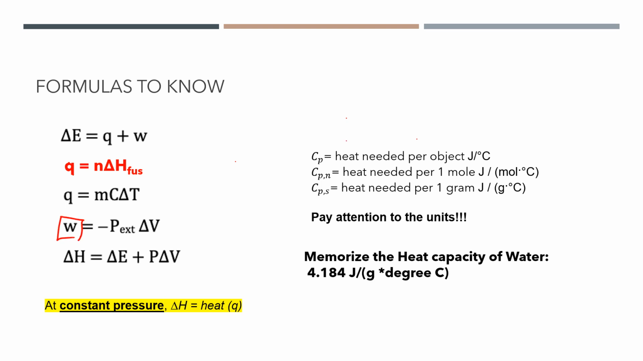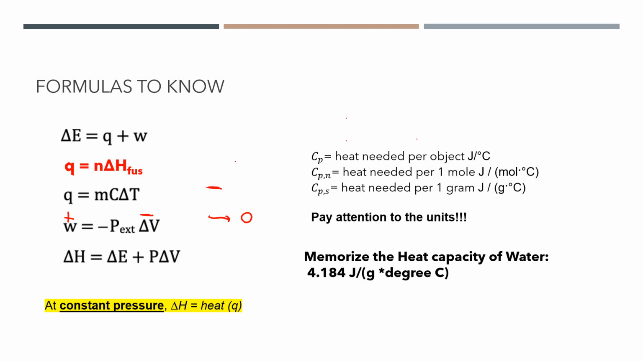Work, you can calculate by taking the negative pressure times the change in volume. If we think about this conceptually, if the volume goes from big to little, so final minus initial, that's going to give us a negative number. A negative times a negative is going to get us a positive value. So we say positive work is done. And if we think about it, yes, work has been done on the gas or on the system.